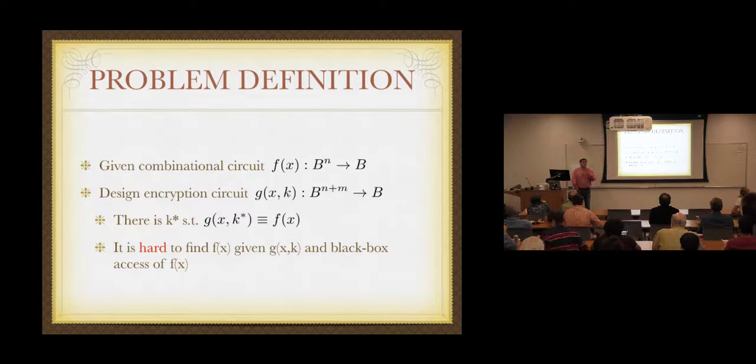And also you need to make sure it is robust. That means even though the attacker has access to the design of G(x,k), and also black box access to F(x), it is very hard for the attacker to find the original circuit F(x). Here the black box or oracle access is due to the fact that the attacker can easily buy a working chip from the market.